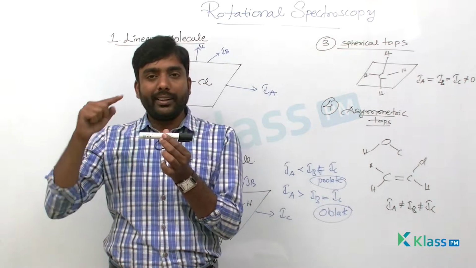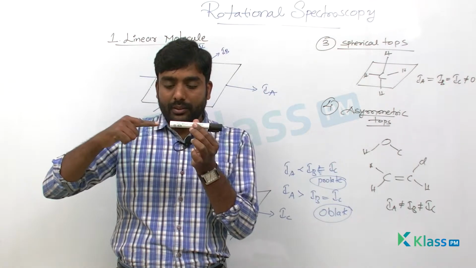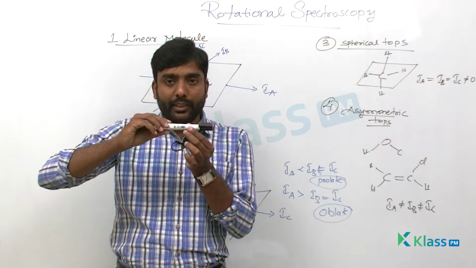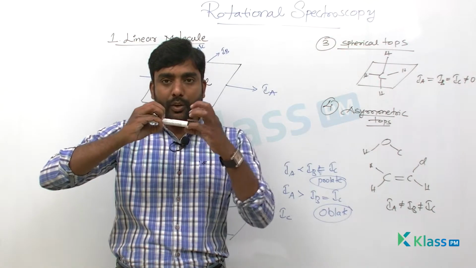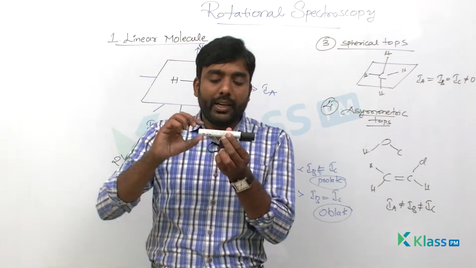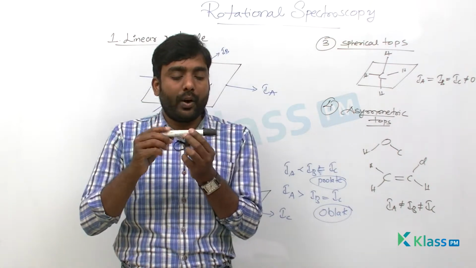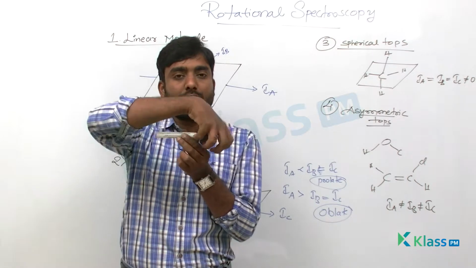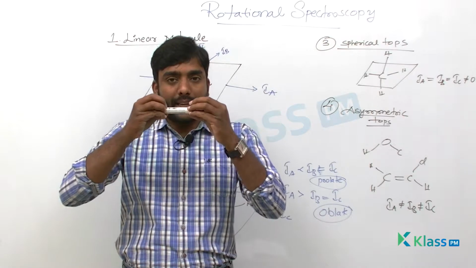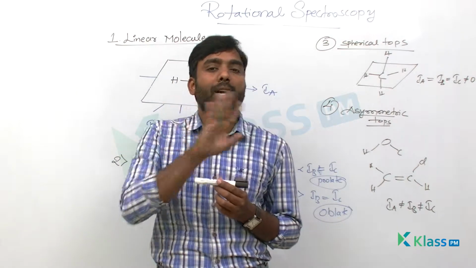Three axes are there. Let's see the rotation along the x axis. The x axis is going like this, and the molecule is rotating this way, with one atom here and one atom here. Now imagine it carefully. When it is rotating along the x axis, what do we observe? The relative position of the atoms is not changing. They are at the same position but rotating. In this case, the moment of inertia will be almost zero.